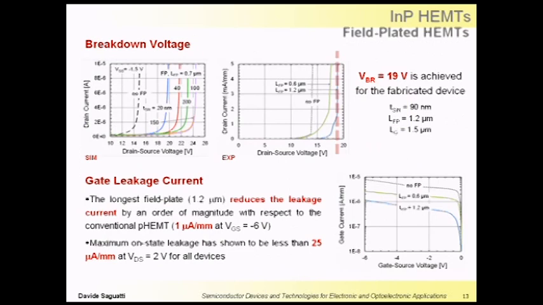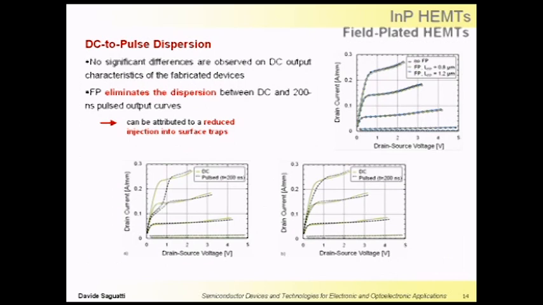The first results compare simulation and experimental characterization of field plated devices, reaching 19 volts for the fabricated devices on the right, starting from 14 volts for the conventional device. So it's around a 35% improvement. The gate leakage current can be reduced as well when implementing the field plate, by an order of magnitude for the longest field plate. Another beneficial effect is on dispersion in the pulsed performance. On the right side, you can see there is a small discrepancy between the DC and pulse measurement on the non-field plated device, which can be eliminated by adding the field plate, which reduces the injection into surface traps by reducing the electric field.